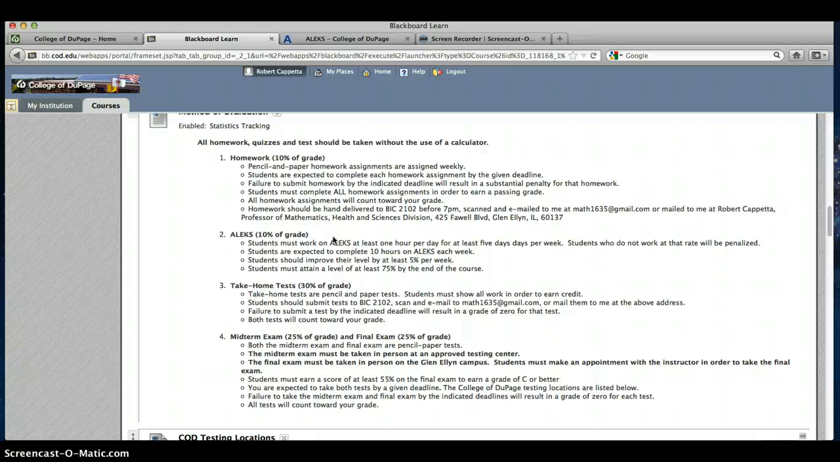It'll give you an idea whether you're getting the mastery level that you need to be successful in the next course. We will have 2 take-home tests, and those take-home tests are each 15% of the grade, so 30% total. So pencil and paper tests, like homework, same sorts of rules for submitting them.